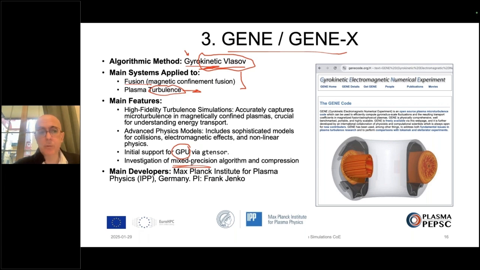The community itself always uses double precision, but there is a lot of work by the developer team of GENE in assessing how good or how bad mixed precision and compression are. This is work that can potentially change the whole future of plasma simulation, because if you are capable of using this, we are able to have way higher computational efficiency. So this is something that has been very exciting.